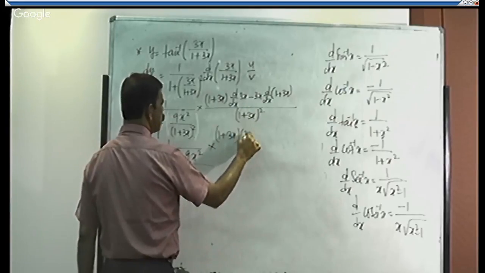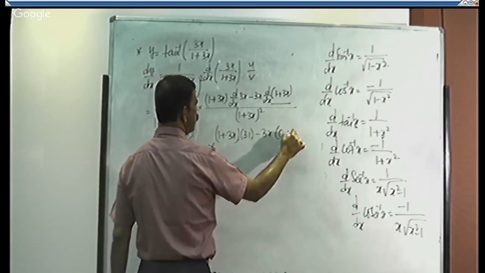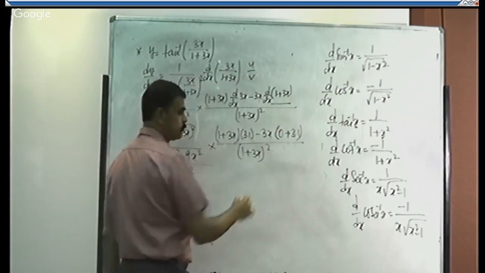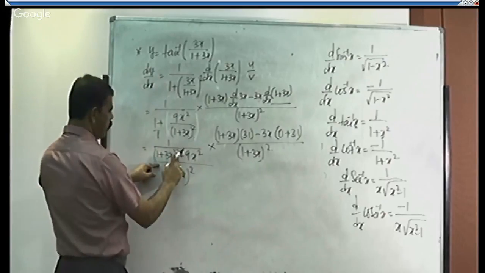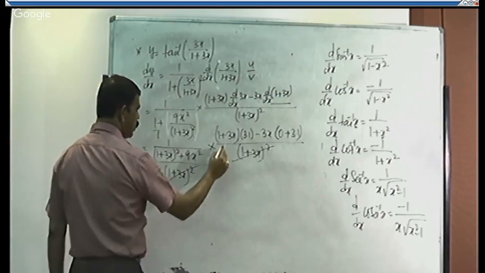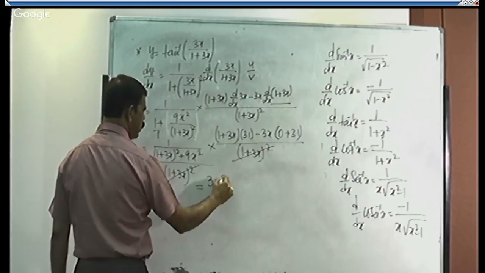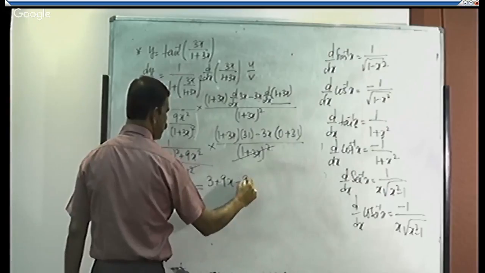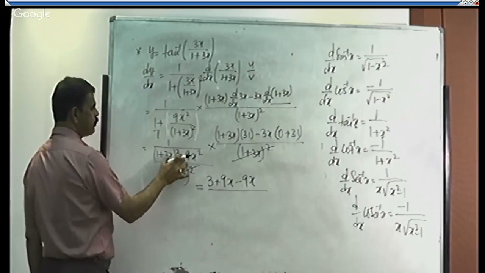Differentiation of 3x is what? 3 into 1 minus, keep 3x as it is. Differentiate this. Differentiation of 1 is 0 plus 3x, 3 into 1, whole divided by 1 plus 3x whole square. Compare these two terms. The denominator is what? 1 plus 3x square. Here, the denominator of the denominator is what? 1 plus 3x square whole square. They get cancelled. Finally, 3 into 1, 3, plus 3 into 3, 9x, minus 3x into 3 is 9x, whole divided by 1 plus 3x whole square plus 9x square.